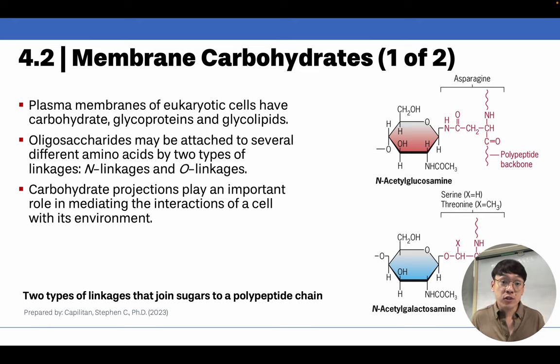These projections of sugars are playing an important role in mediating the interactions of the cell with its environment. So there is the N-glycosidic linkage between asparagine and N-acetylglucosamine, which is more common than the O-glycosidic linkage between serine or threonine and the N-acetylglucosamine.